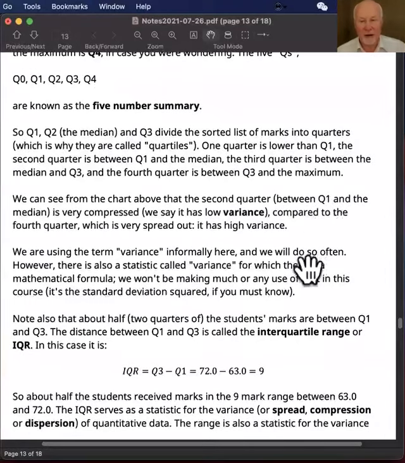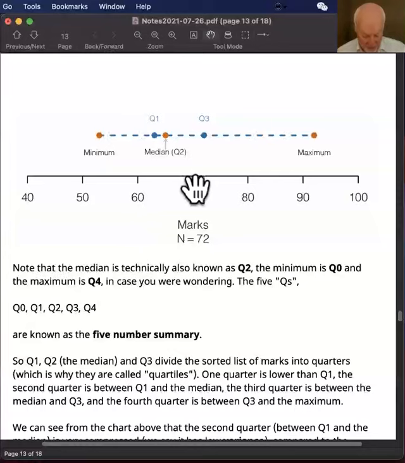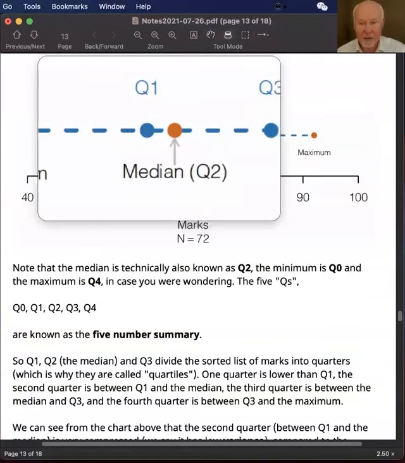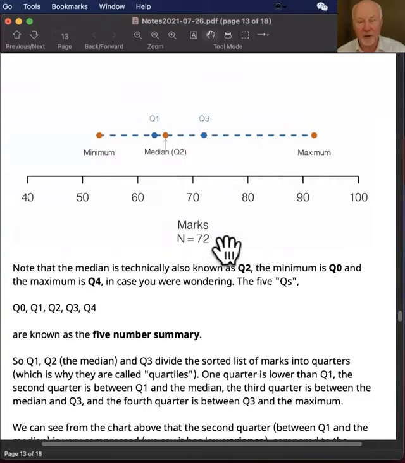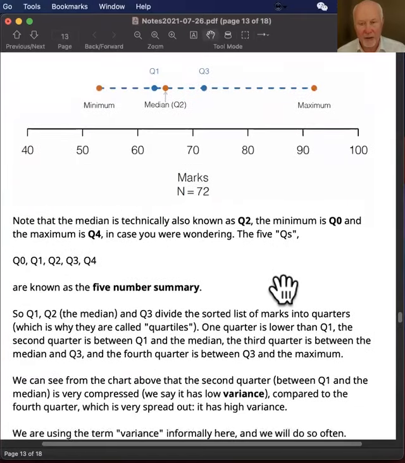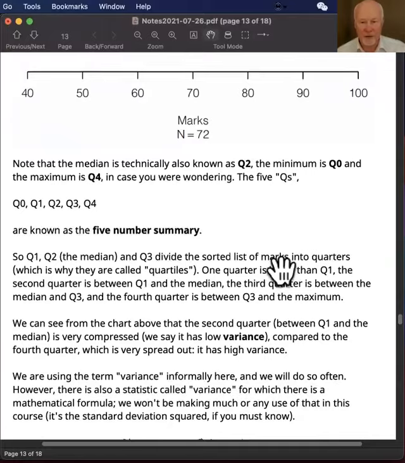Now, I mentioned that the second quarter, the one between Q1 and the median there, that little tiny one there, is very compressed. And the way we would describe that is we would say there is very low variance in that quarter. In other words, there's not very much difference between the marks of the students who are in that quarter. They're all very close together.